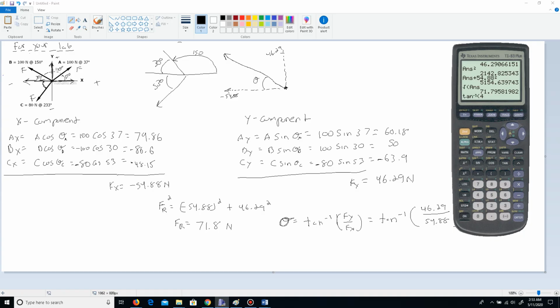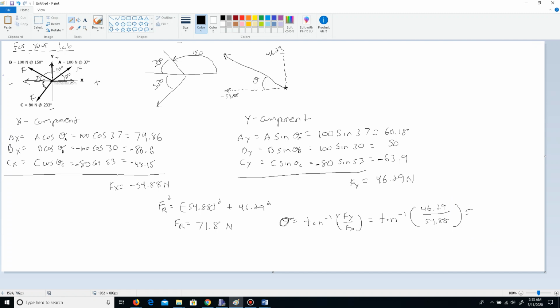So 46.29 divided by 54.88, we get 40.15. And that will be degrees. And this is going to be above the negative x-axis. Okay, or we can report it from here, which means we have to subtract it from 180.